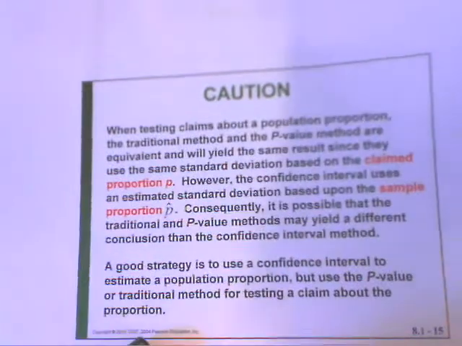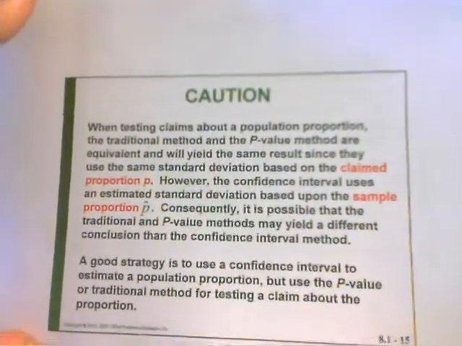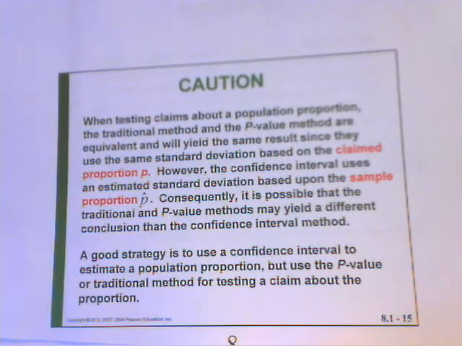Okay, before we get to the examples, let me give you a word of caution. When testing a claim about a population proportion, the traditional method and the p-value method are equivalent and will yield the same result, since they use the same standard deviation based on the claimed proportion, which is lowercase p. However, the confidence interval uses an estimated standard deviation based upon the sample proportion, which is p hat. Consequently, it is possible that the traditional and p-value methods may yield a different conclusion than the confidence interval method.